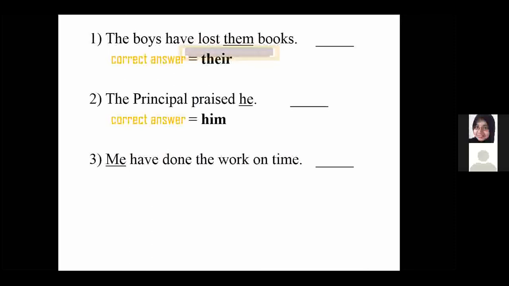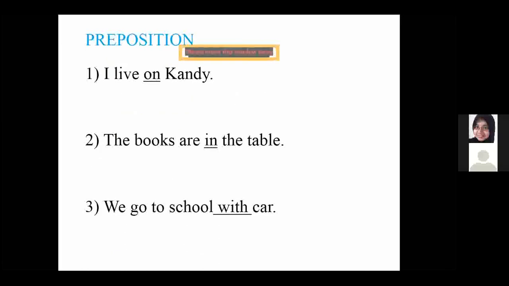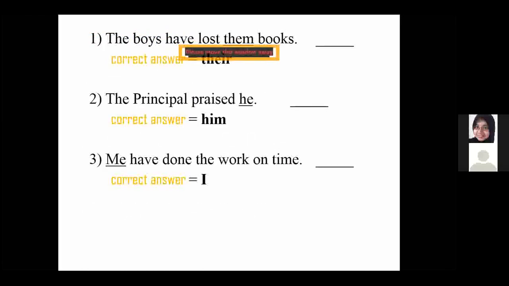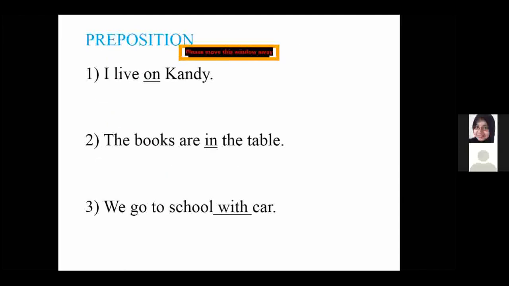Okay, my dear children. So I think that you all are clear with these pronouns because you have been learning pronouns since grade 8. So this is just a revision, right? Next we are going to move to prepositions. Here I have given you 3 sentences with some errors. The words with errors are underlined here also.